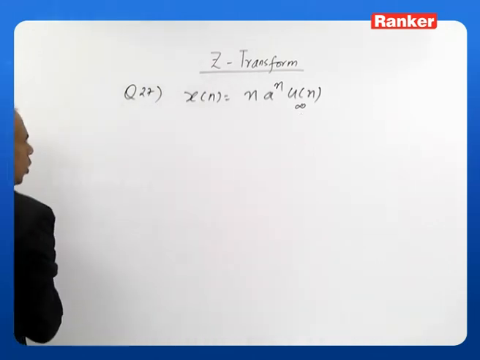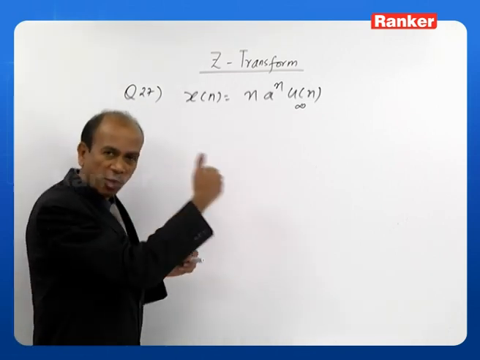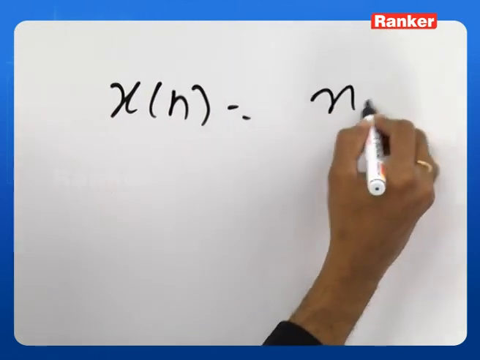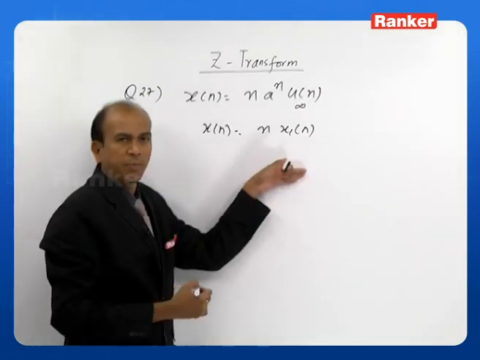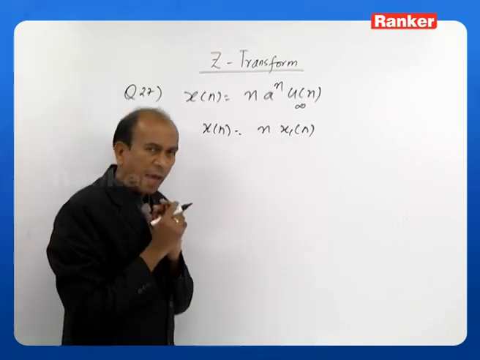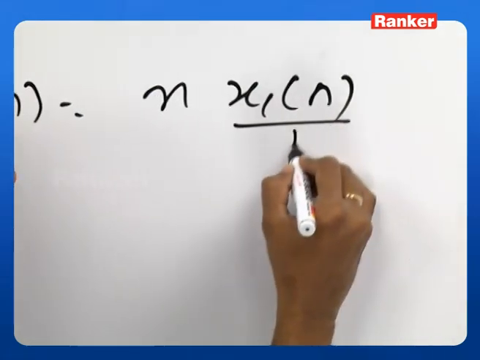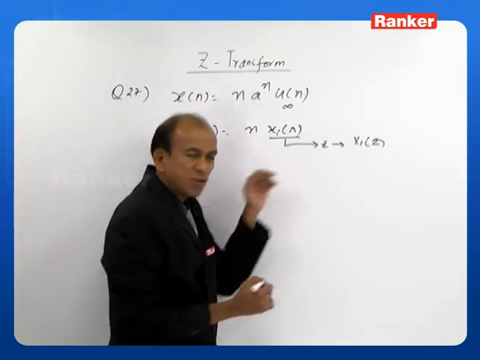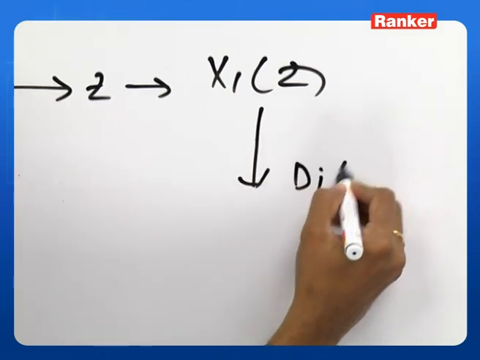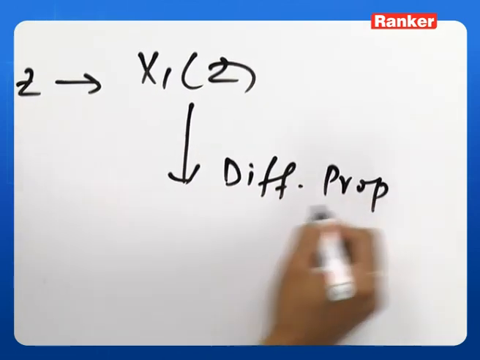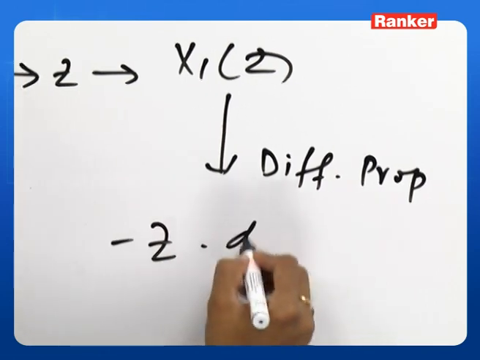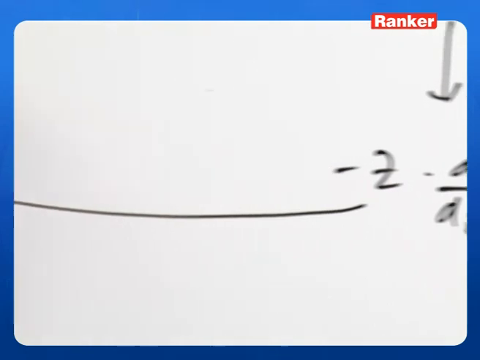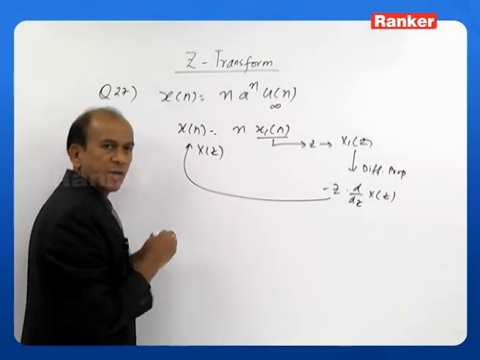Okay, now let us see what I can do now. Let us say this x of n is equal to n into x1 of n. Let us put it this way. So now this will help us first to find out what is the Z transform of this. Let us say that is x1 of z. Once this is known, I'll apply the differentiation property, d by dz of x1 of z. Now this will give me x of z here.